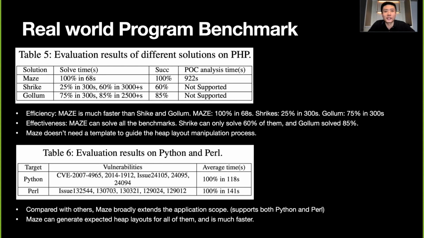We also evaluated Maze on real-world programs, which are PHP, Python, and Perl interpreters. For script interpreters, the layout primitives are the sentences of scripts. We can see that by assembling such primitives, Maze is much faster than other solutions and can generate the expected layout for all of them. We note that generating the expected layout is not the final working exploit. There is still a lot of things that need to be done, but they are not the scope of Maze.